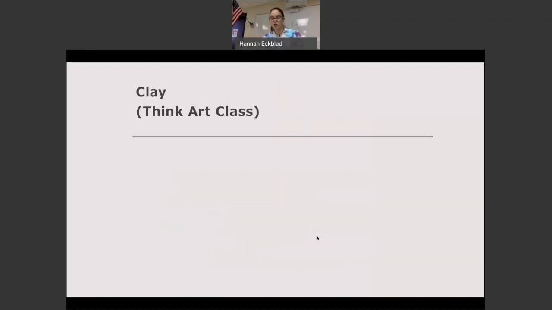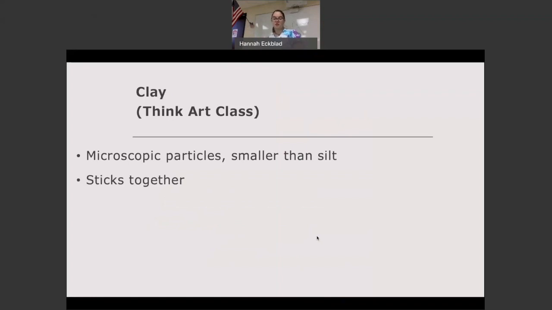Clay, think art class. When you're in Mr. Z's class and you play with clay, the particles are really small, microscopic. You can't really see them at all without a microscope. Think smaller than silt. They stick together very well. That's why we make pottery and stuff like that out of clay. It's heavy. Part of this is it holds water really, really well. It also has large surface area.